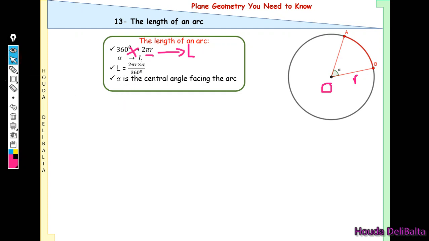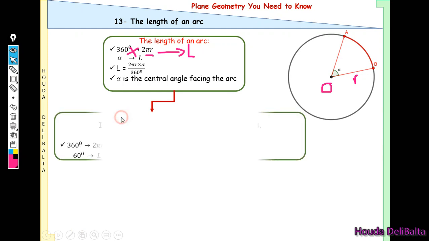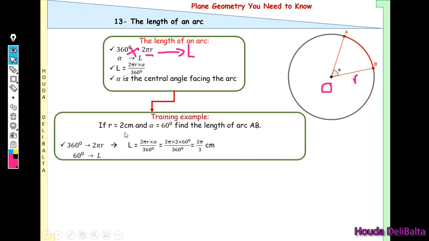Now, here is a training exercise on that idea. Suppose that the radius is 2 centimeters and that alpha, the central angle, is 60 degrees. We have to find the length of that arc AB. So we use this method. As I told you, 360 corresponds to 2 pi r, then 60 corresponds to L. L is the required, so L equals 2 pi r times 60 degrees divided by 360, so 2 pi times 2, because r is 2, times 60 divided by 360, which is equal to 2 pi over 3 centimeters.